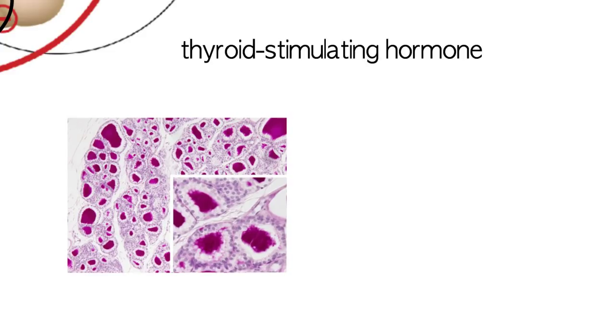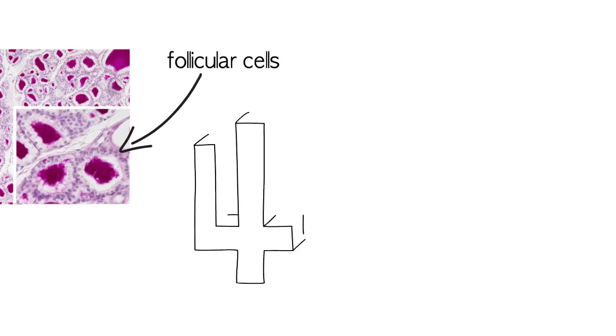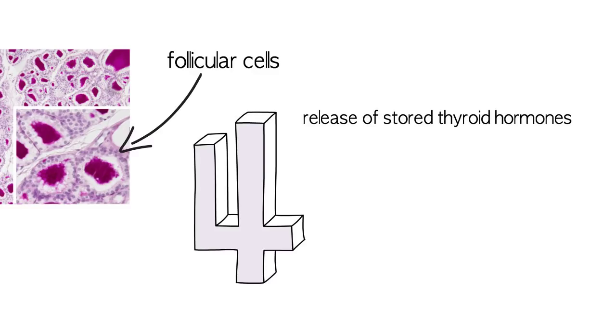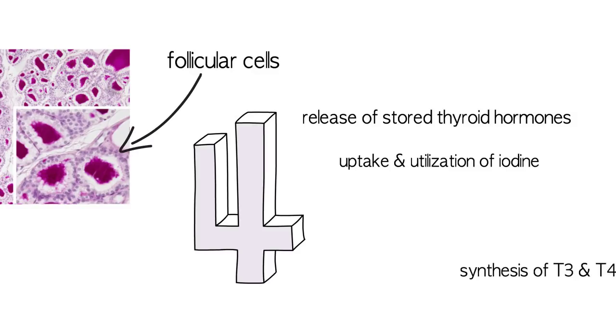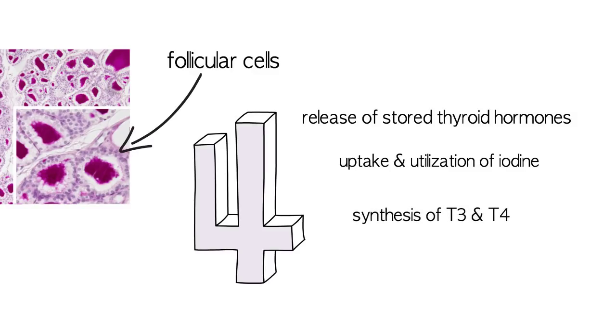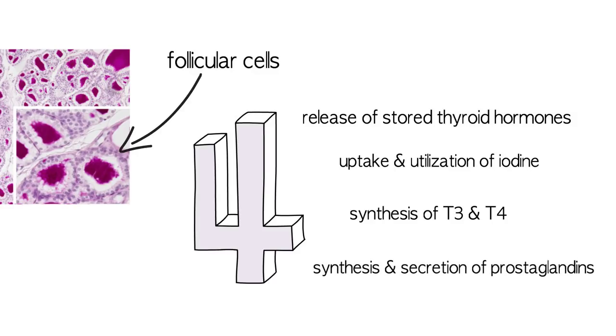TSH then circulates and binds with specific receptor sites on the plasma membrane of the thyroid follicular cells, which have four major effects. First, TSH binding causes an immediate increase in the release of stored thyroid hormones. Second, there's an increase in the uptake and utilization of iodine. Third, there's an increase in the synthesis of T3, which is triiodothyronine, and T4, thyroxine. Lastly, there's an increase in the synthesis and secretion of prostaglandins by the thyroid gland.